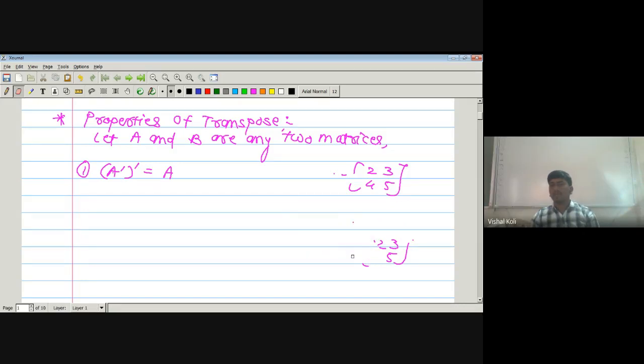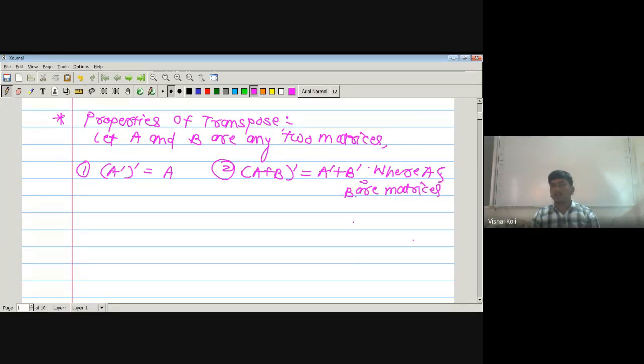If A and B are conformable for addition, that is they are of the same order. The second property will be (A + B) transpose is nothing but A transpose plus B transpose, where A and B are matrices of the same order, that is they are conformable for addition.